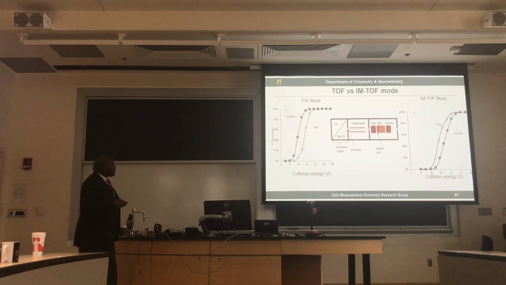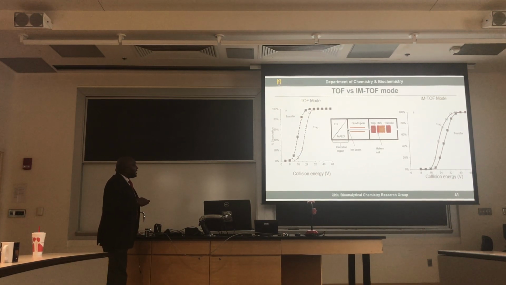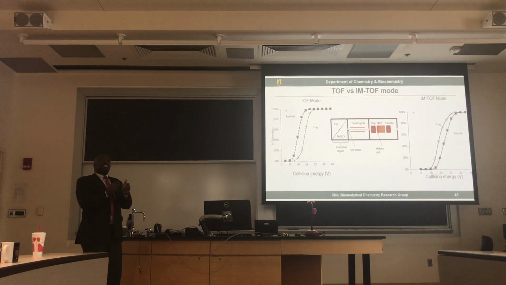As the ion travels from the source to the transfer, in ion mobility mode, there are some gases flowing into the ion mobility cell, and we believe there is collisional cooling. When there is collisional cooling, it means that the internal energy of the ion gets lower, and therefore you require more energy or more collision energy to dissociate it.